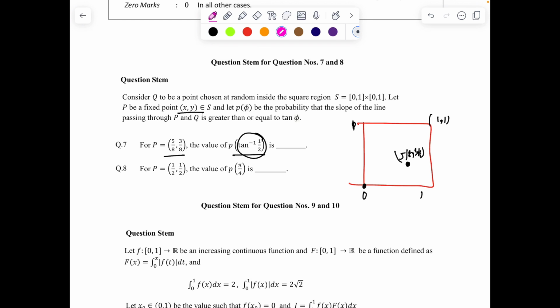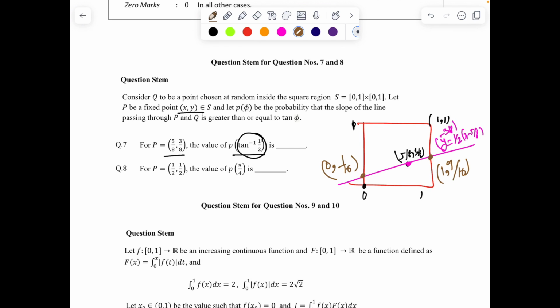1/2. So now from here, if we draw a line of slope half, something like this will come. Because you can easily write the equation: y minus 3/8 equals half times x minus 5/8. Now if you do that, we can find this point of intersection. So here 0 to 1/16 will come. Here the point of intersection will be, I think, 1, 9/16. Yeah, 1, 9/16.